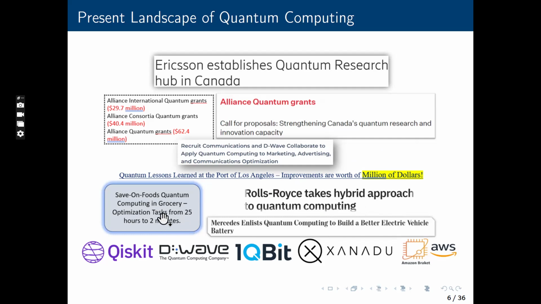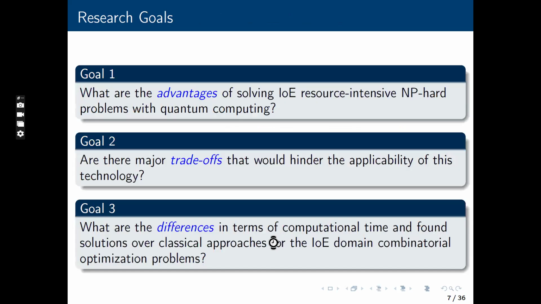And quantum computing is even at groceries as well. So Save-On Foods in Canada have been using quantum computing to bring down their staff scheduling task from 25 hours to just 2 minutes, which is quite impressive in my opinion. So all these efforts basically show that we have been progressing towards the quantum computing era with the help of various quantum computing vendors such as AWS from Amazon, Xanadu, OneQubit, D-Wave, IBM's Qiskit, etc.